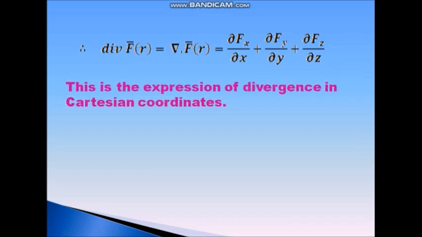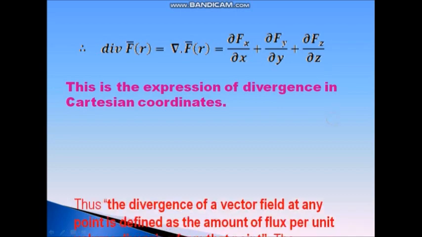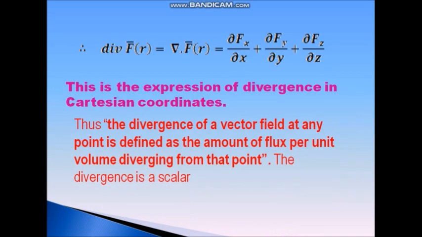This indicates this expression of divergence of a Cartesian coordinates. Here, simply, the vector function is converted into a scalar function. There are no more unit vectors. It can be defined as: the divergence of a vector field at any point is defined as the amount of flux per unit volume deriving from that point. That is the divergence.